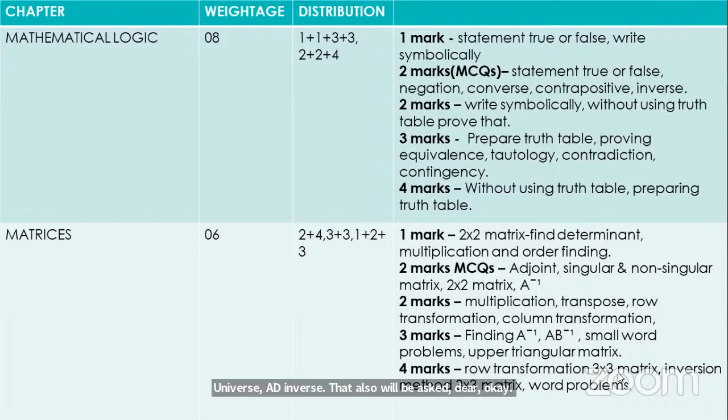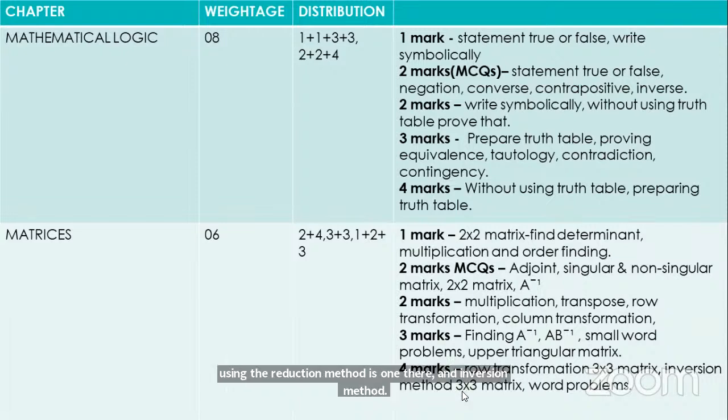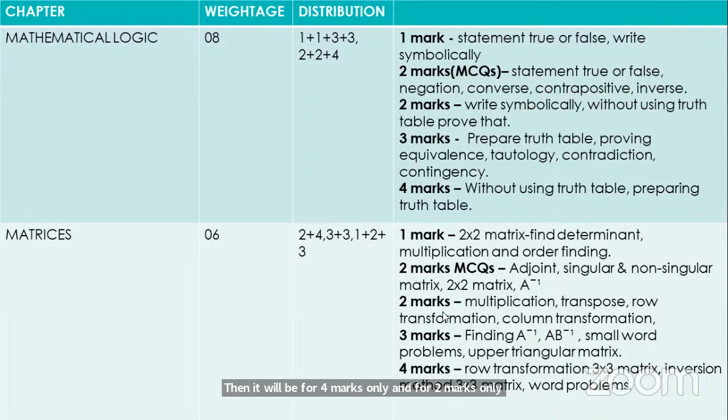And row transformation on a 3 into 3 matrix will be asked. You know how to find the inverse using transformation methods. There are also examples with equations. If they ask 3 equations using the reduction method and the inversion method, it will be for 4 marks. For 2 marks, only 2 equations, a small 2 into 2 matrix, will be there. So there are only 4 things you have to do.